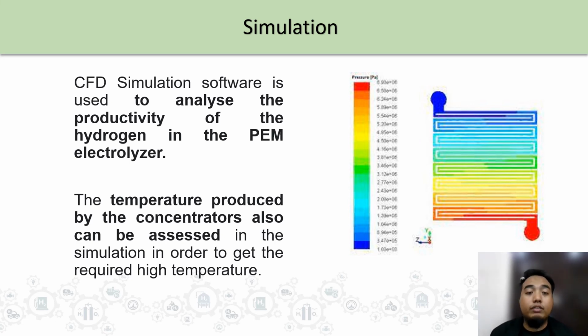Lastly, simulation. CFD simulation software is used to analyze the productivity of hydrogen in the PEM electrolyzer. The temperature produced by the concentrators can also be assessed in the simulation in order to get the required high temperature. If we don't get the high temperature, we need to change the flow rate of the water.